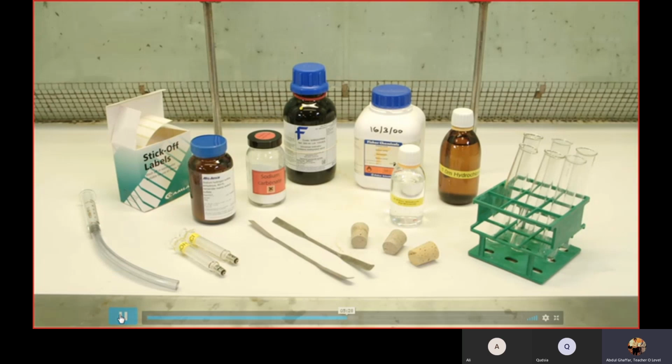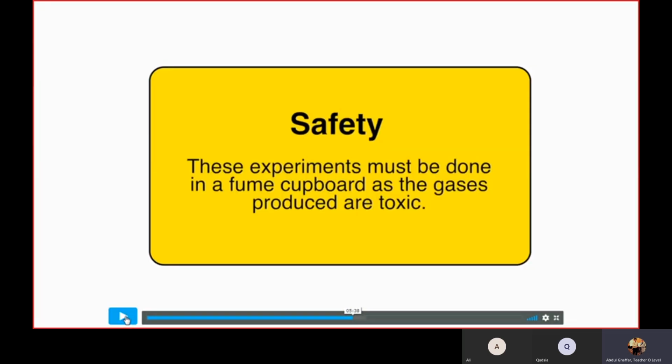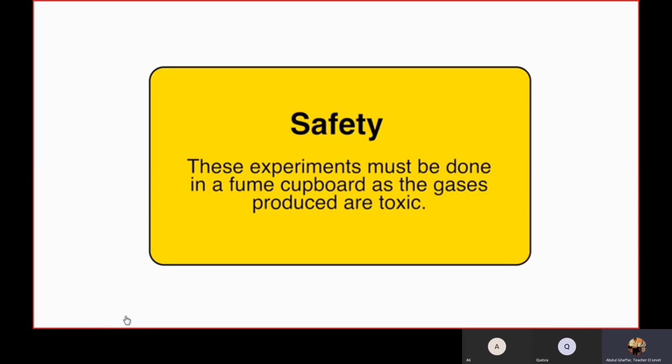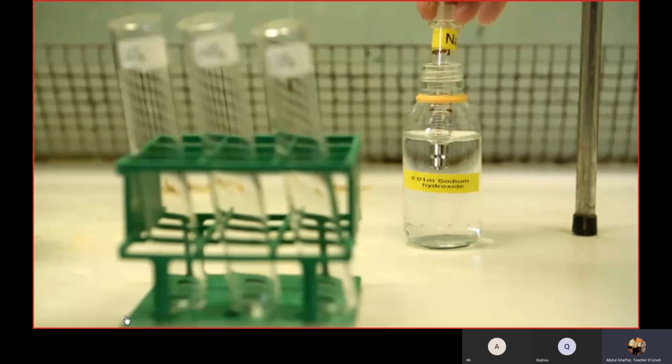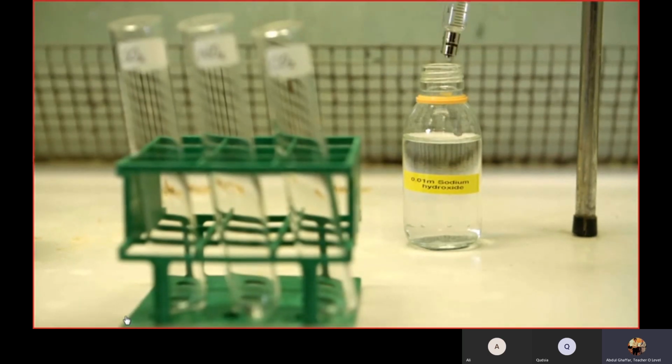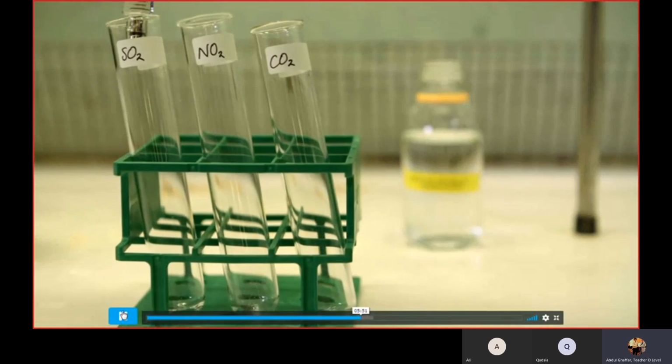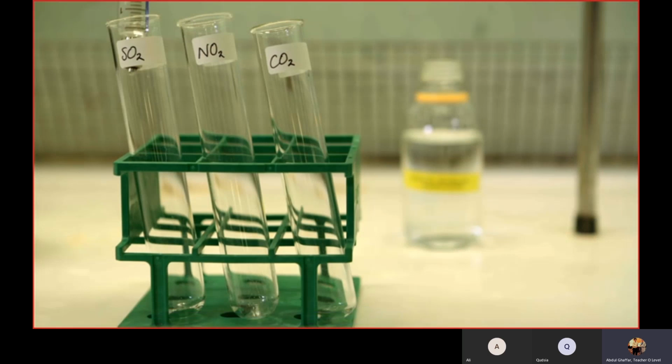The gases nitrogen dioxide, sulfur dioxide, and carbon dioxide are produced and bubbled through sodium hydroxide. Using a syringe, 2 centimeters cubed of sodium hydroxide is measured out 3 times and transferred. These oxides, sulfur dioxide, nitrogen dioxide, and carbon dioxide, are called acidic oxides. Well done.